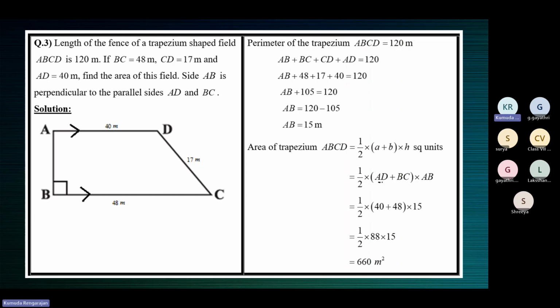I've written the parallel sides. AD and BC are the parallel sides, and the distance between them is AB. We have all the values. In my presentation, you cannot see the cancelling and all that. You should cancel, children. 2 ones are 2, 44 times 50 will give you this answer. You must do the simplifying part yourself. You will not see it in the presentation or in the image I've shared on WhatsApp. That you have to do.